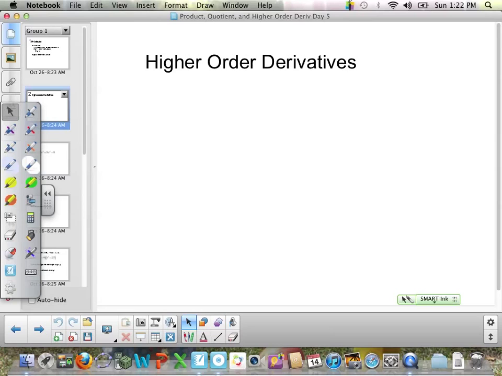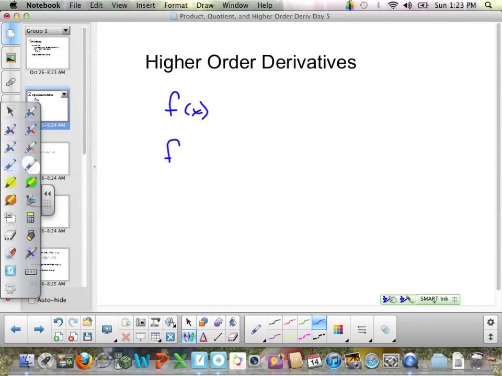A higher order derivative, for lack of a better term, is just the next derivative beyond the derivative. So if we have a function, f of x, and we take the derivative of it, we call it f prime of x. Well, if we take the derivative of the derivative, that's a higher order. It goes f double prime, or the second derivative of x.